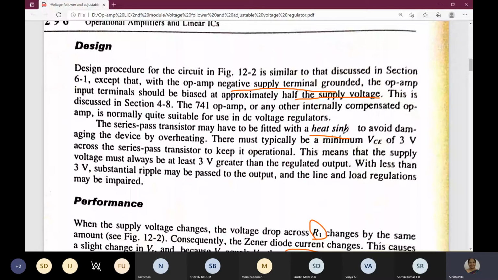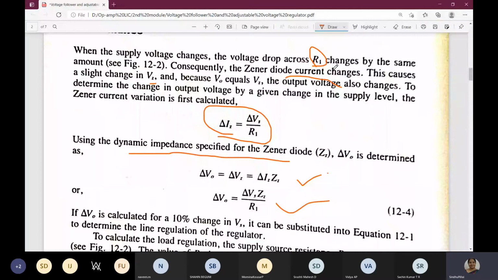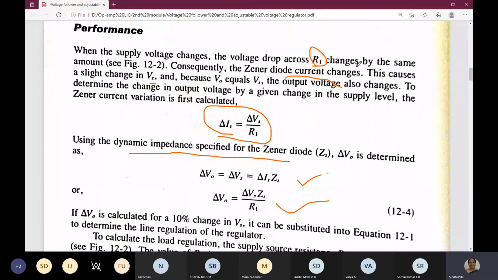Next we'll see the performance here. Whenever the supply voltage changes, what will happen? There will be a voltage drop across R1, that resistor, and that changes by the same amount. Consequently, the Zener diode current also changes. So three important things will happen here.